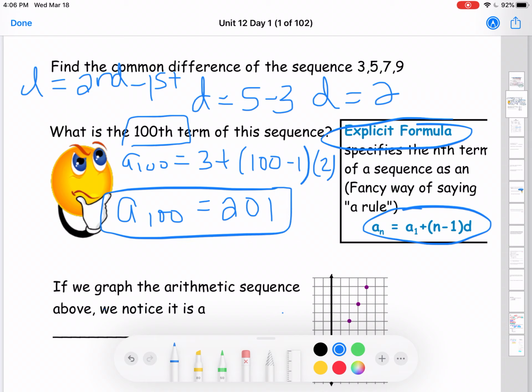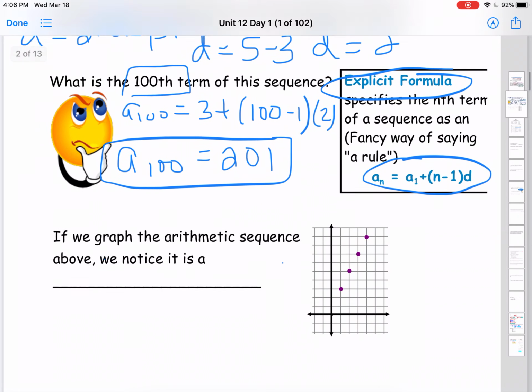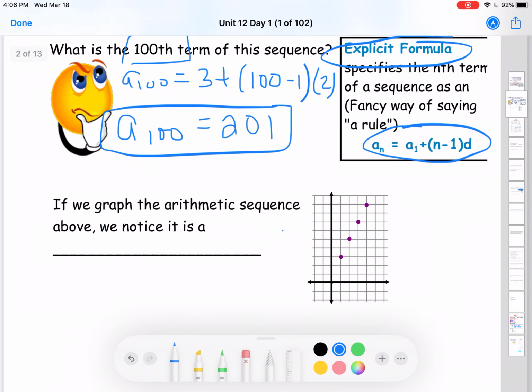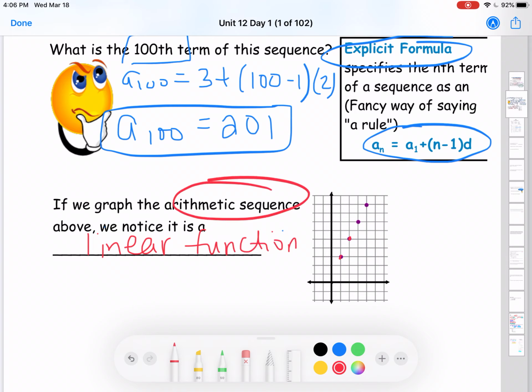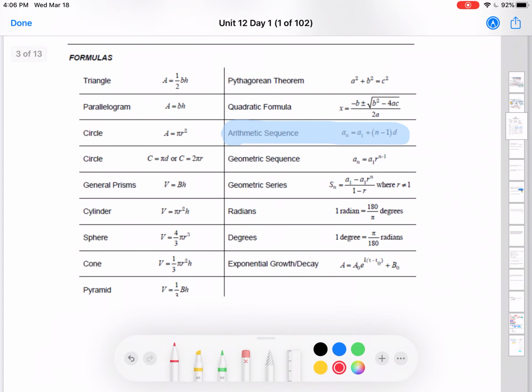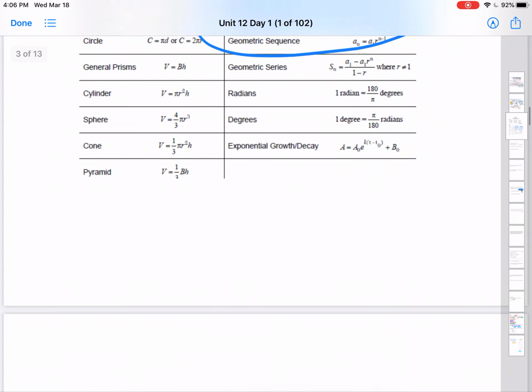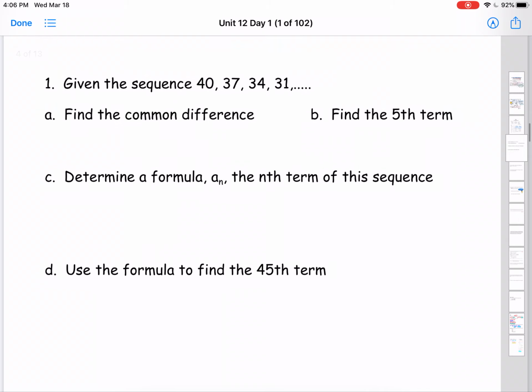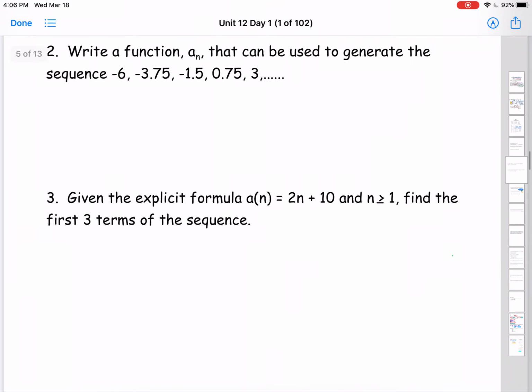What's really important is if we graph the numbers in our sequence, this is something you want to notice. So the first term is 3, the second term is 5, and if we keep graphing, we notice that it's a linear function. So arithmetic sequences can be related with linear functions. Okay. This formula is on the reference sheet, so you don't have to memorize it, which is great. And we're going to skip this part. I'm just doing a few things.